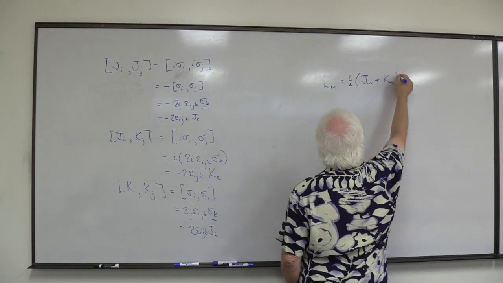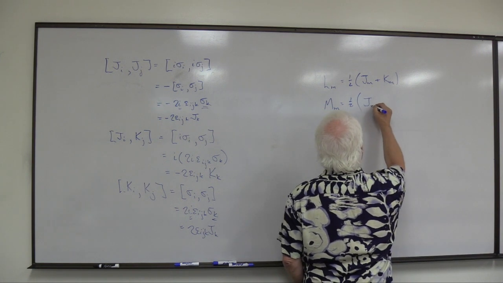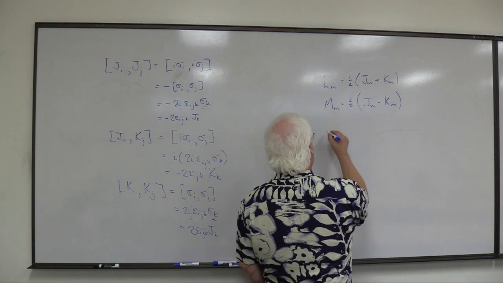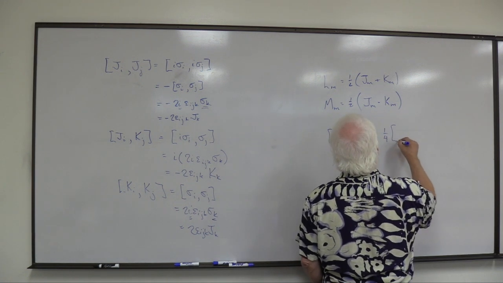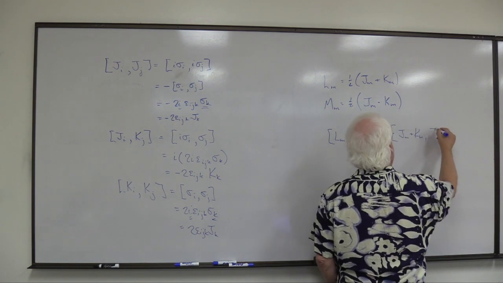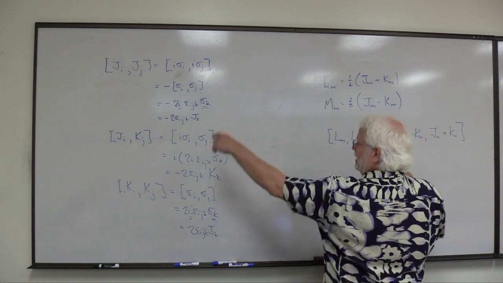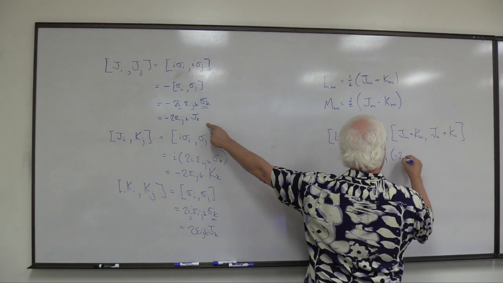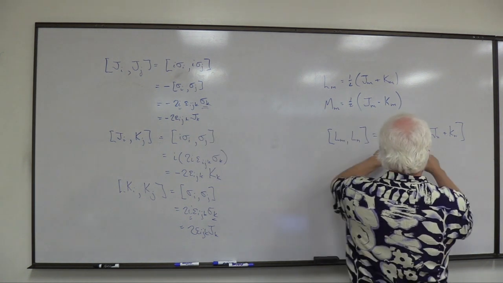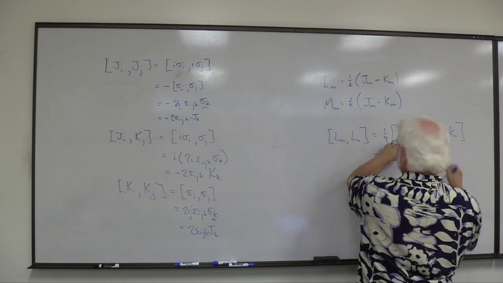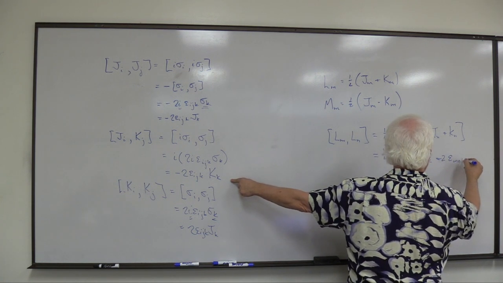A half of J plus K, and a half of J minus K. All right, if I look at L_M with L_N, I'm going to get a quarter of (J_M plus K_M) with (J_N plus K_N). So that's a quarter. J_M with J_N is 2 epsilon_MNK J_K. Then J with K, that's this one. We're going to get minus 2 epsilon_MNK K_K.